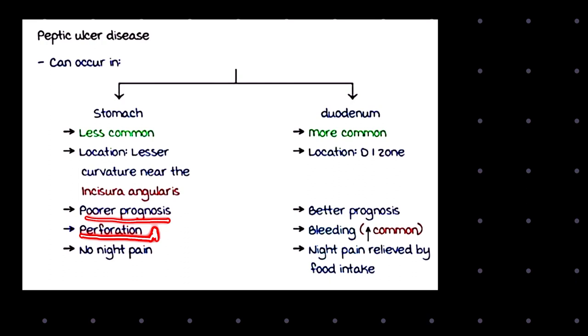And there is no night pain in this case. Why is there no night pain? Because at night we are not having any food, and if we are not having any food, there will be no HCl production. But in duodenal ulcer there will be night pain, and the night pain will be relieved by food intake, as I explained earlier. And here the bleeding is more common. This thing also we will explain later.